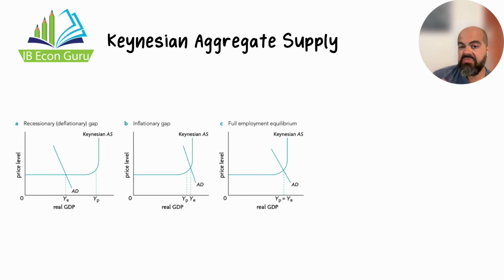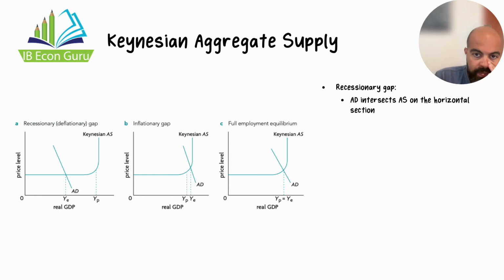Okay, so this slide is going to be a little bit repetitive because I'm going to be talking about the same things I've just spoken about, but again, it's a very good review. So how do you represent a recessionary gap on the Keynesian model? Basically, AD intersects AS on the horizontal section. So if the aggregate demand intersects aggregate supply on section 1, or section I, the economy has a recessionary gap.